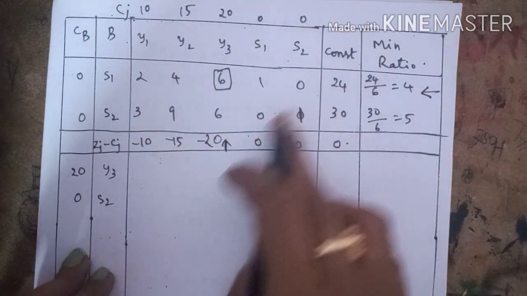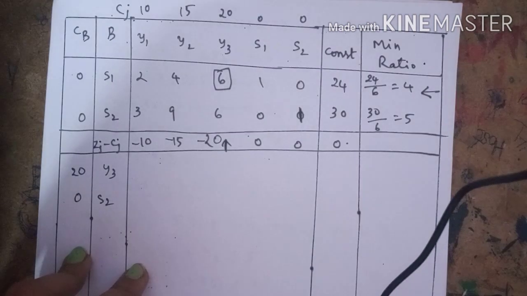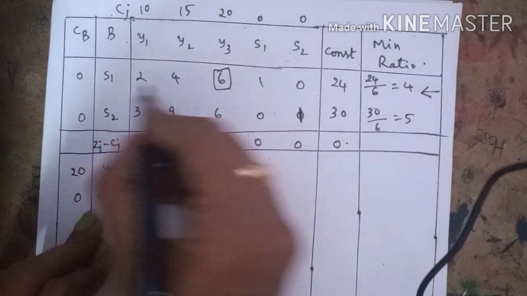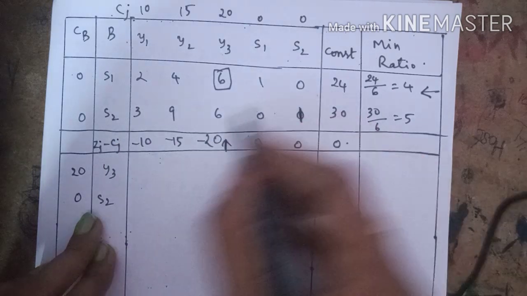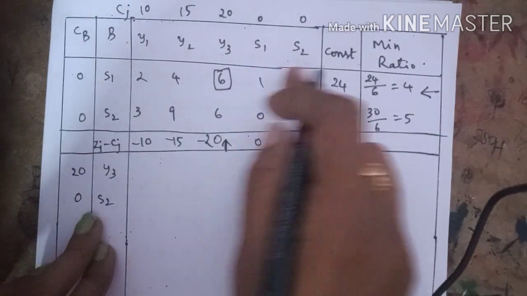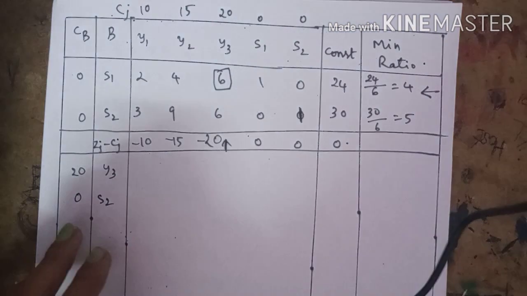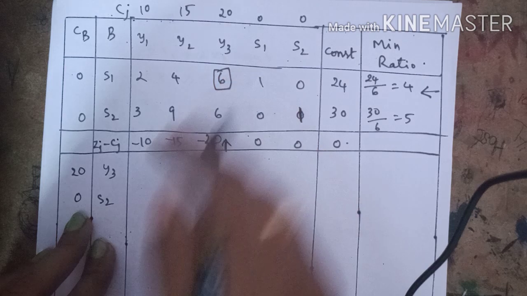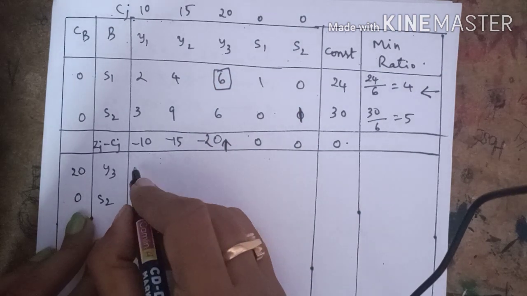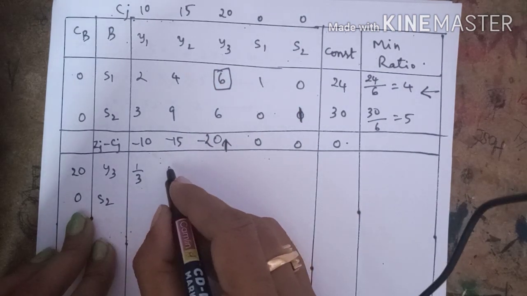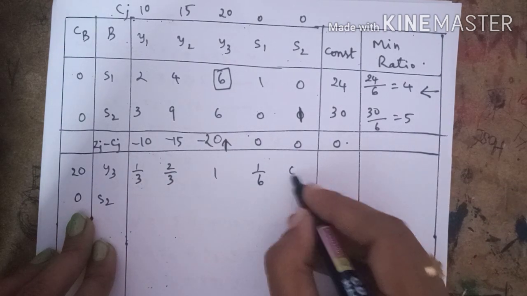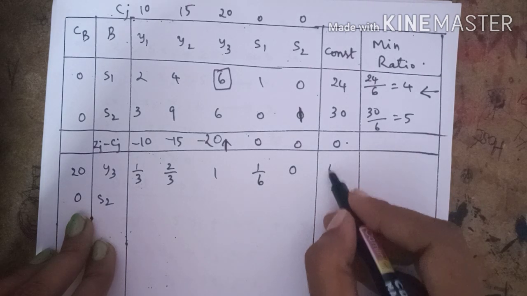Now the simplex procedure is that you have to convert the pivot element into 1, and the above and below elements into zeros by doing some elementary row transformation. I am converting the pivot element into 1 by dividing the whole first row by 6, so that it will become 1. 2 by 6 is 1 by 3. 4 by 6 is 2 by 3. 6 by 6 is 1. 1 by 6, 0. 24 by 6 is 4.